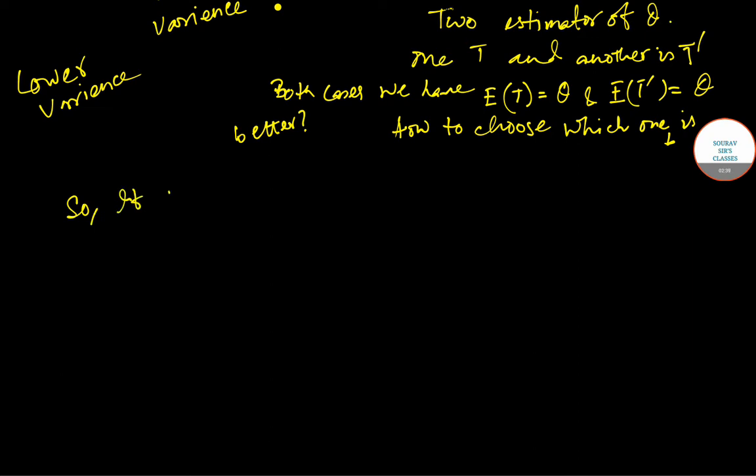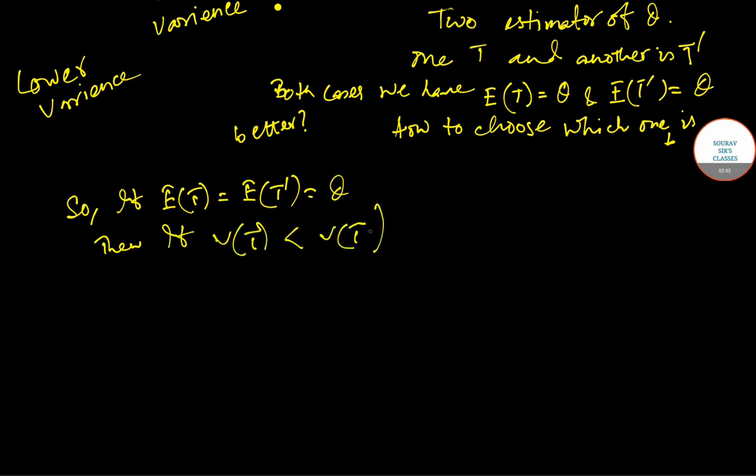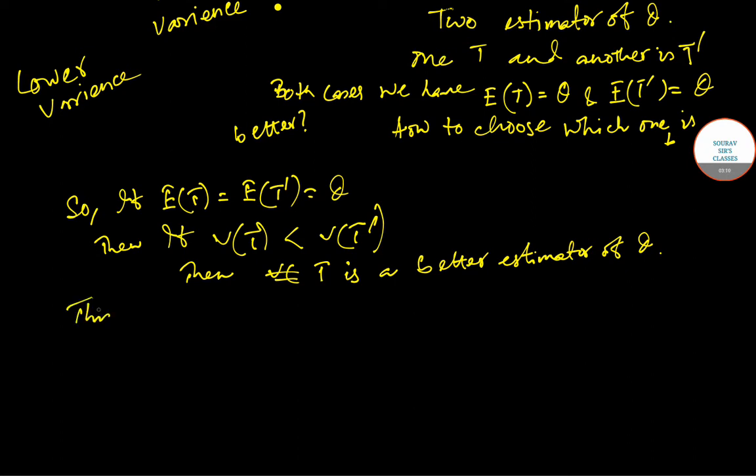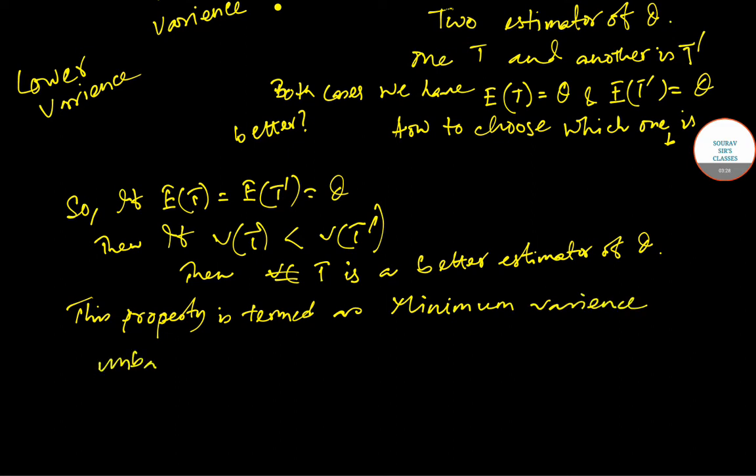So if expected value of t equals expected value of t prime equals theta, and variance of t is lower than variance of t prime, then t is a better estimator of theta, and this property is termed minimum variance unbiased estimator, in short MVUE, minimum variance unbiased estimator.